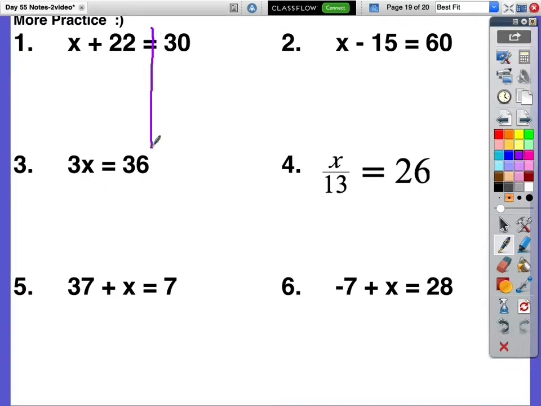This is a one-step equation. It doesn't matter what type of equation it is. Go ahead and just write your line straight down from your equal sign, just to separate the two sides of your equation. All right, what type of problem is this?